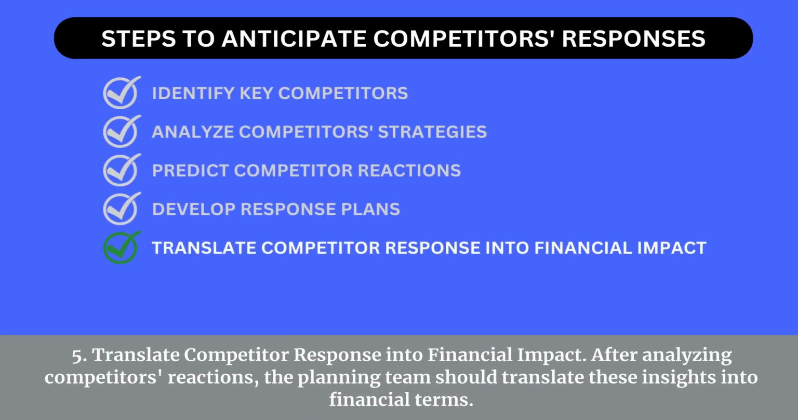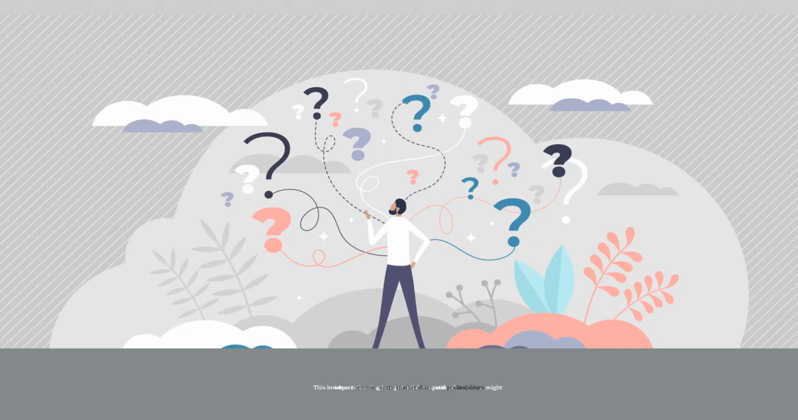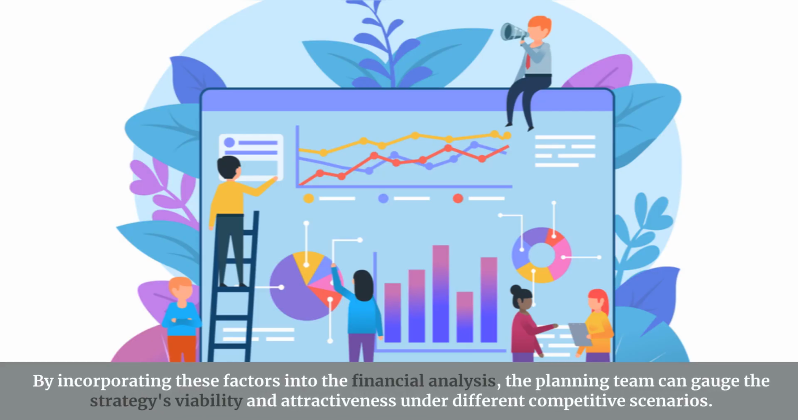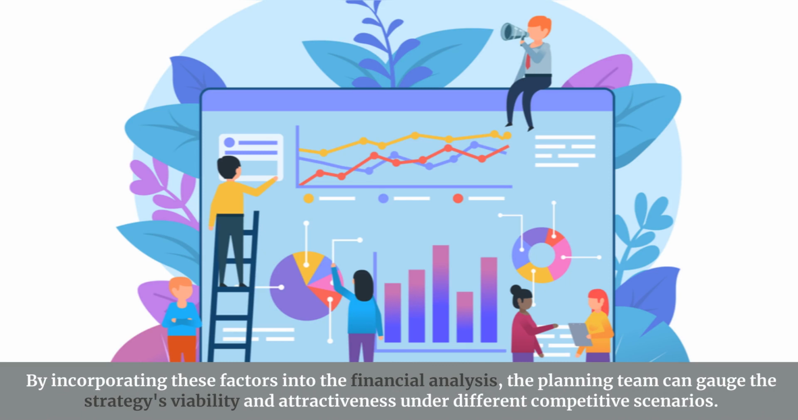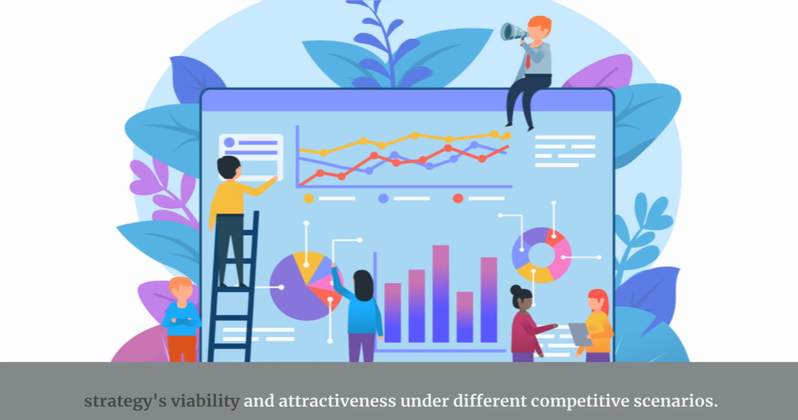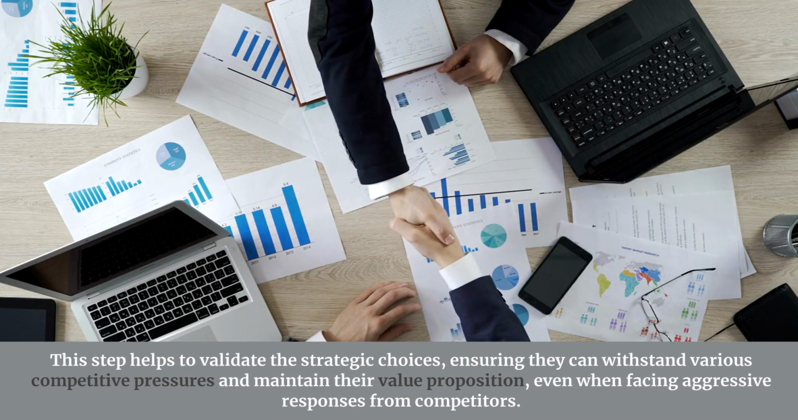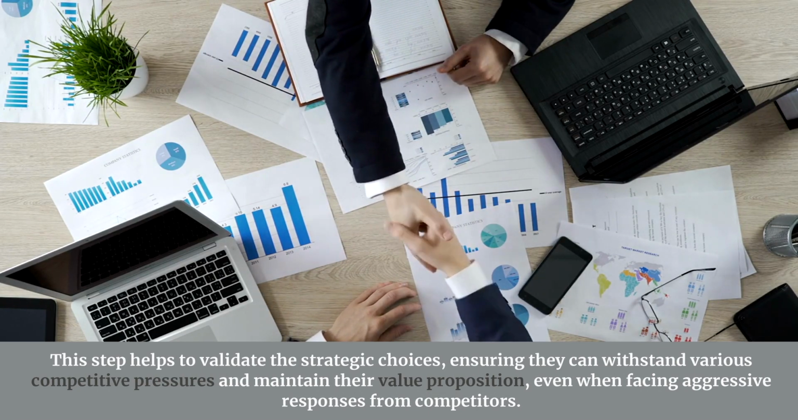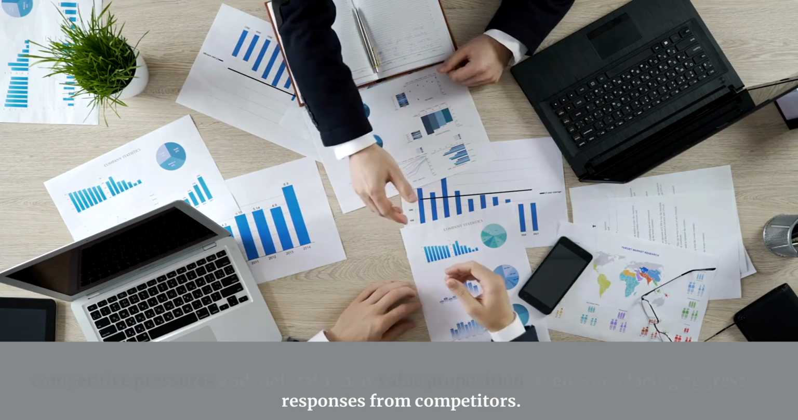5. Translate competitor response into financial impact. After analyzing competitors' reactions, the planning team should translate these insights into financial terms. This involves estimating how potential competitors' responses might impact revenue, costs, market share, and profitability. By incorporating these factors into the financial analysis, the planning team can gauge the strategy's viability and attractiveness under different competitive scenarios. This step helps to validate the strategic choices, ensuring they can withstand various competitive pressures and maintain their value proposition, even when facing aggressive responses from competitors.